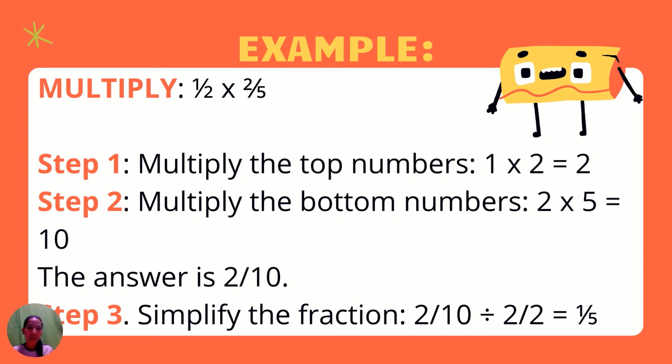Step 1, multiply the top numbers. The top numbers are 1 and 2, so 1 times 2 is equals to 2. Step 2, multiply the bottom numbers, which are 2 and 5. So 2 times 5 is equals to 10. The answer is 2/10. Step number 3, simplify the fraction. I-divide natin siya sa 2/2. It's going to be 2 divided by 2 is equals to 1. 10 divided by 2 is equals to 5. So the answer in simplified form is 1/5.